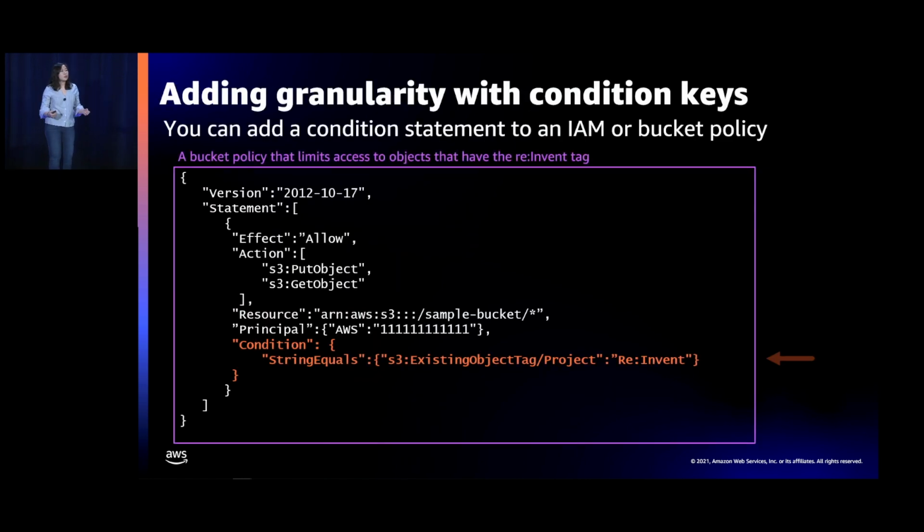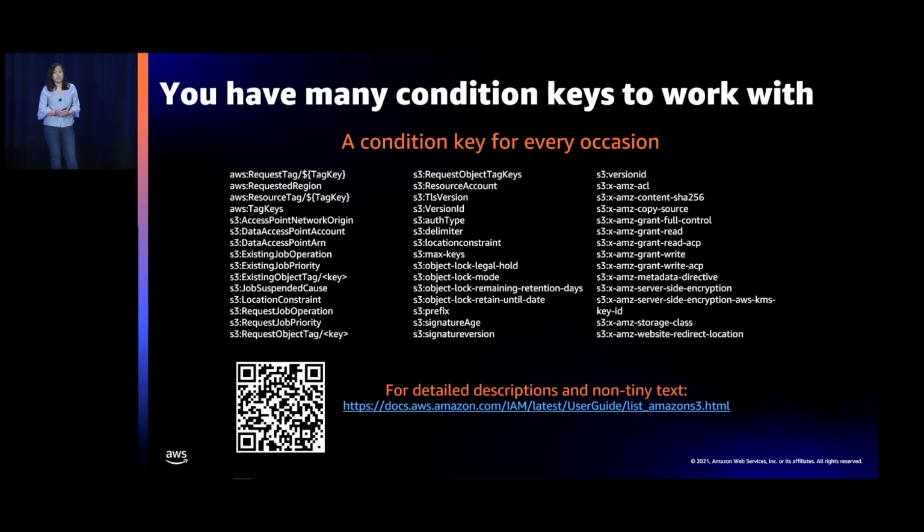And you can further add granularity to your IAM policy or bucket policy with a condition statement. So here in this example, we added a condition that only allows access to the objects that have the reinvent tag on them. We have many more condition keys that you can work with for granular controls. For detailed descriptions, you can go to the AWS documentation page and search for condition keys for Amazon S3, or you can scan that QR code right there. I'll give everyone a second.